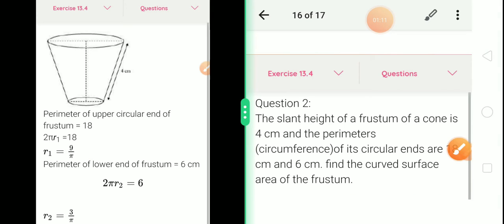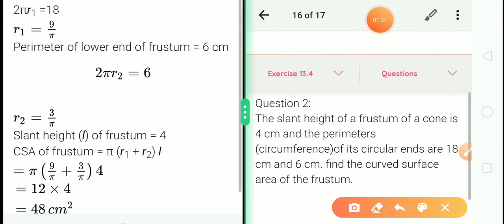Now we need to find curved surface area. So slant height is given as 4 cm. So formula of CSA is pi L into r1 plus r2. So slant height is 4 cm and CSA of frustum is pi into r1 plus r2 into L. So put the values of r1, r2 and slant height. So pi into 9/pi plus 3/pi into 4.